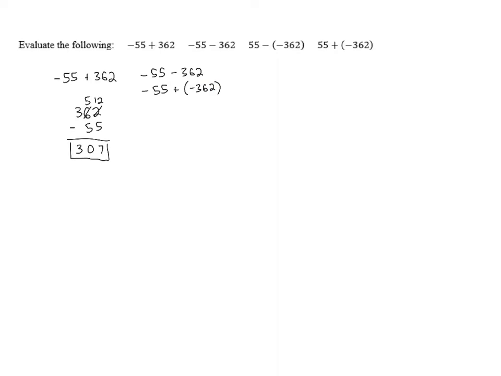Sometimes students like to change subtractions to additions because it makes clear which is positive and which is negative. In this addition, both of them are negative, and because they have the same sign, we have to set it up as a sum. So 55 plus 362.